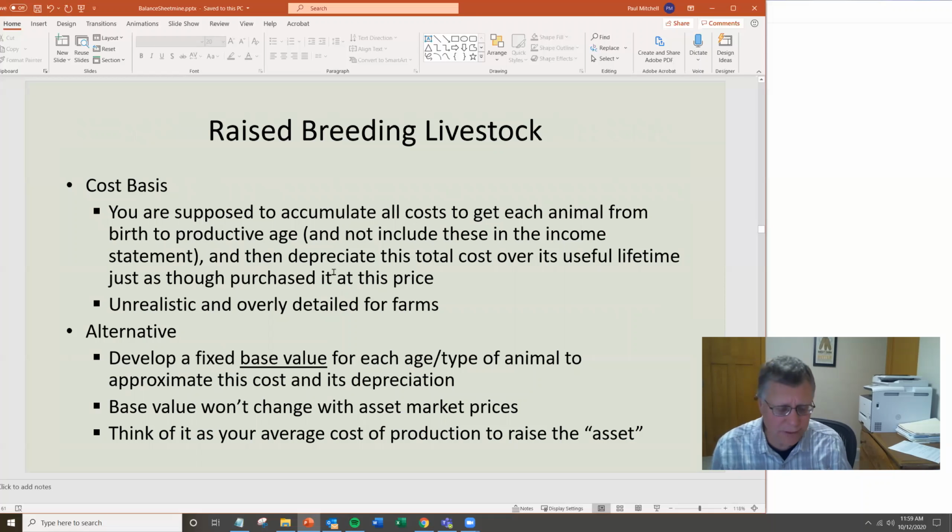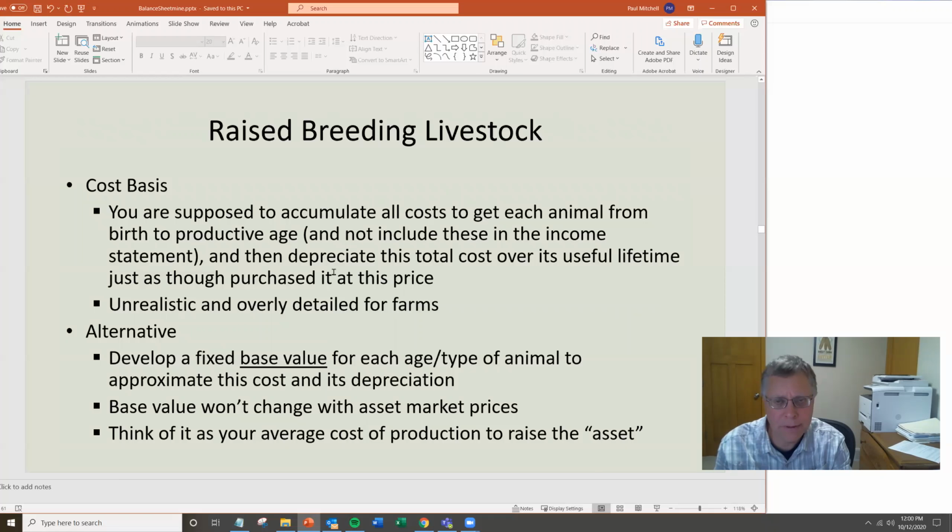Here's the cost on the base value side, on the raised breeding livestock. Technically, what you would do is say you've got 10 milk cows. Each one would be tracking the costs separately over the years. This one tends to be more sick, and so gets more shots, has maybe more veterinary bills. The other ones are healthier, and you track each cow differently. That's just unrealistic for a farm, especially once you get more and more animals on the farm. It's overly detailed. And so what a lot of farms do, if they are trying to do a cost basis balance sheet with accuracy, is for raised breeding livestock create what they call a base value for each age and type of animal, each category of animal.